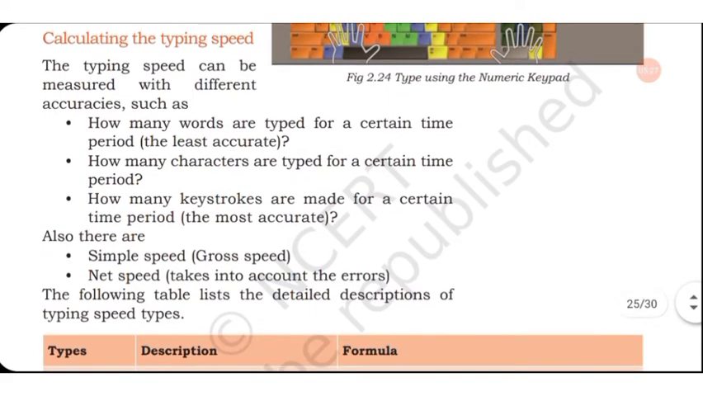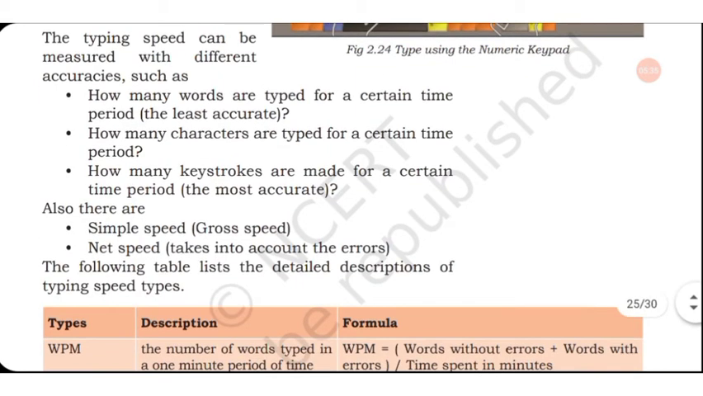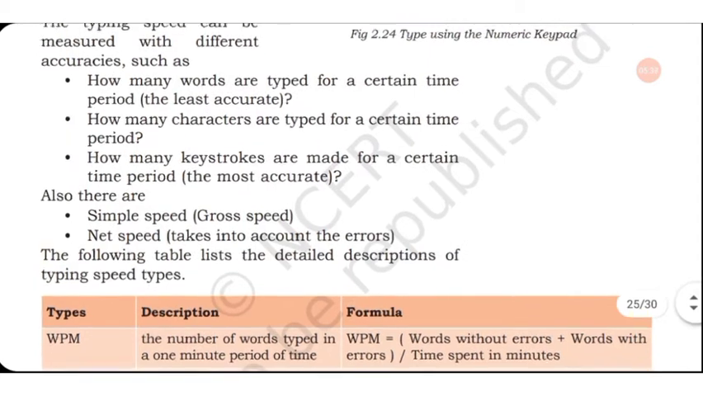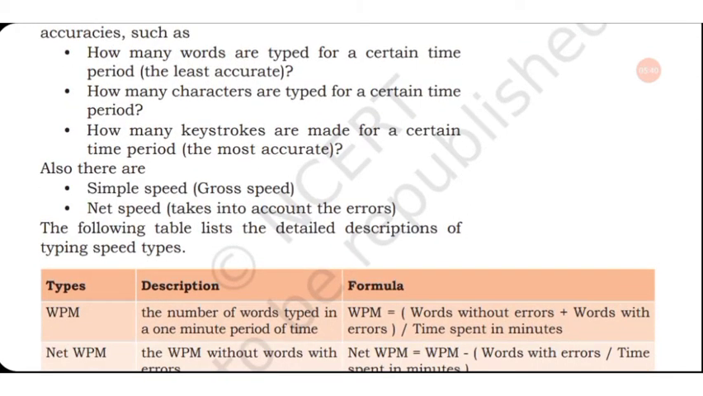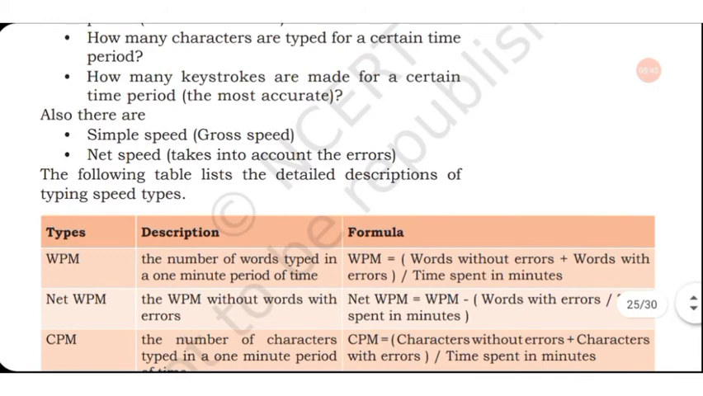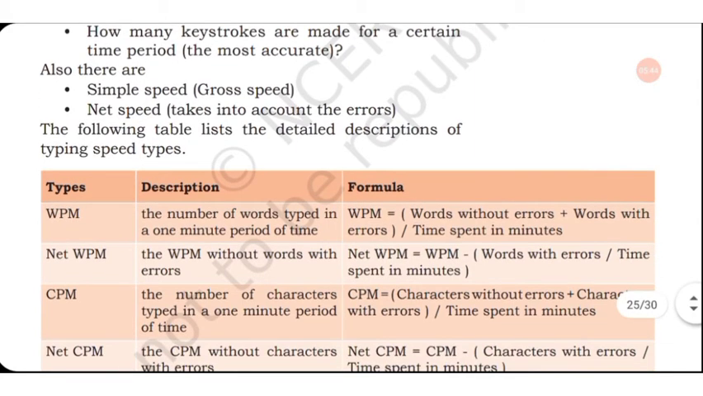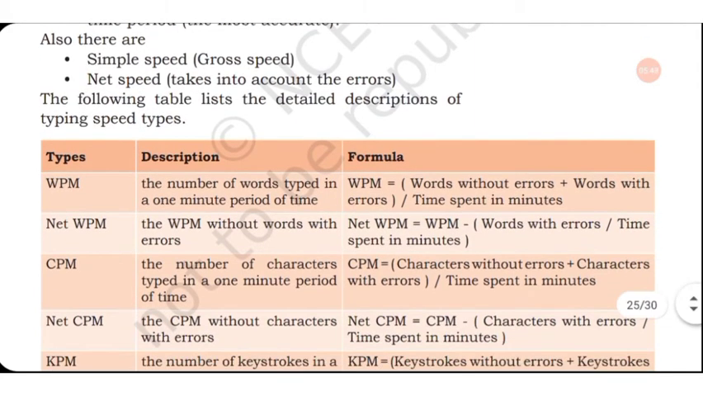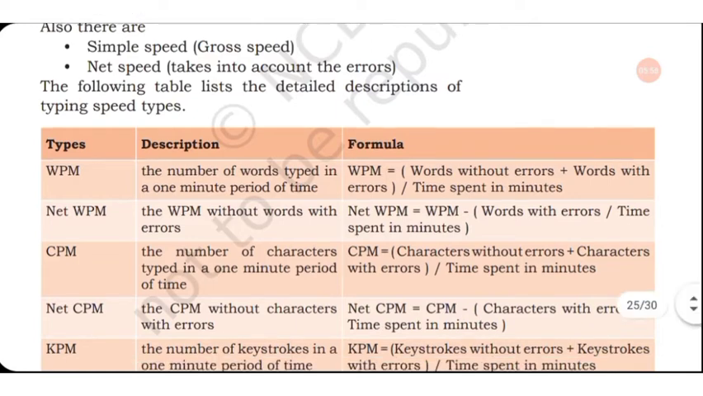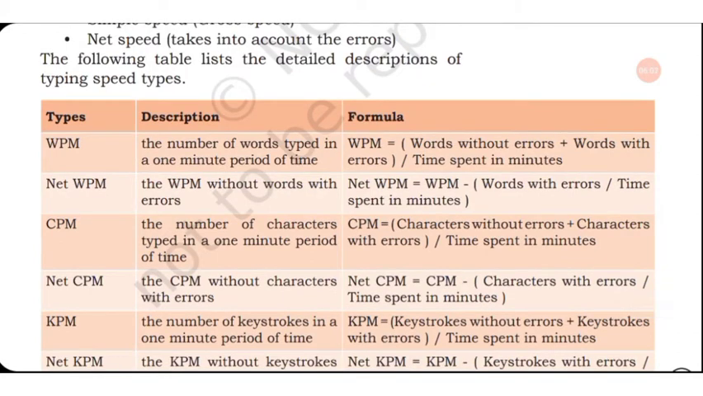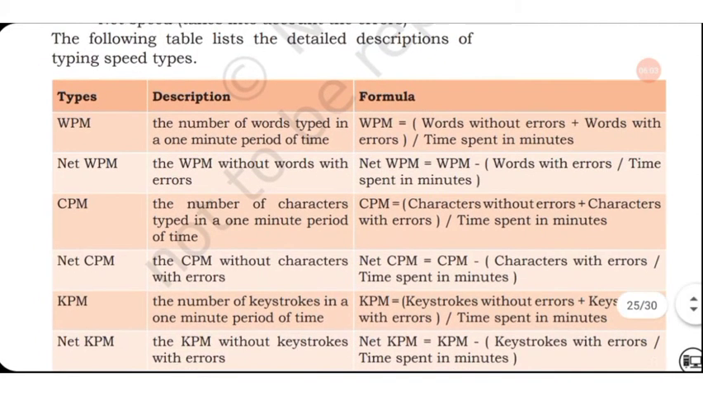Then calculating the speed. The typing speed can be measured with different accuracies, such as how many words are typed for a certain time period, how many characters are typed for a certain time period, and how many keystrokes are made for a certain time period. Also there is simple speed, that is gross speed, and net speed, which takes into account the errors that occurred. The following table lists the detailed description of typing speed types.